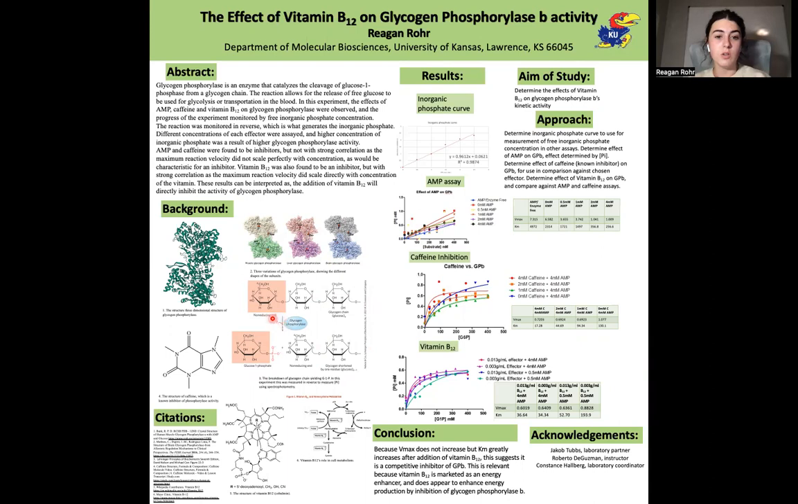This free phosphate group here is what is measured in the inorganic phosphate curve. This phosphate curve is what we use to measure the activity of the phosphorylase enzyme in solution. So the concentration of phosphate released is how we measure how quickly or how slowly the reaction is happening. So that's why it is the y-axis for all three assays.